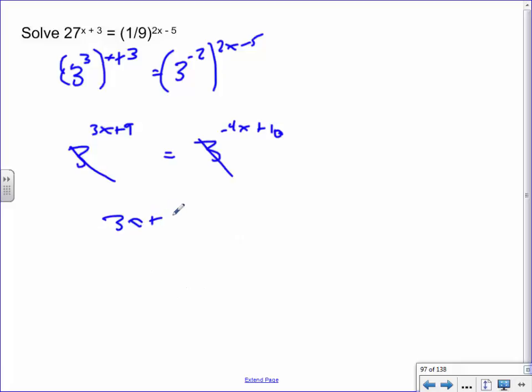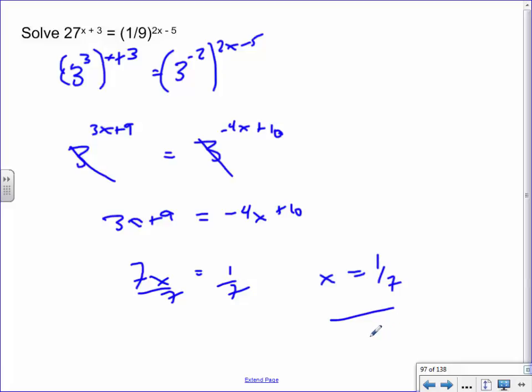3x plus 9 equals minus 4x plus 10. So what does that give you? 7x equals 1, so x is 1 over 7. Able to follow that?